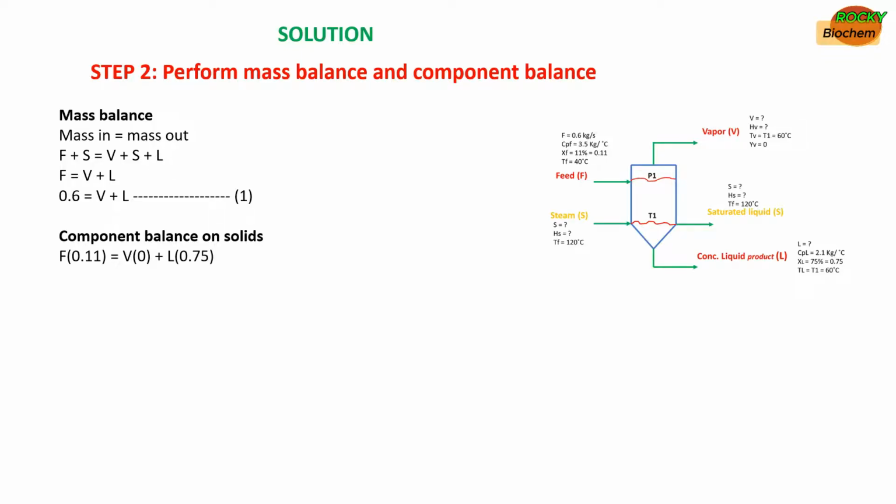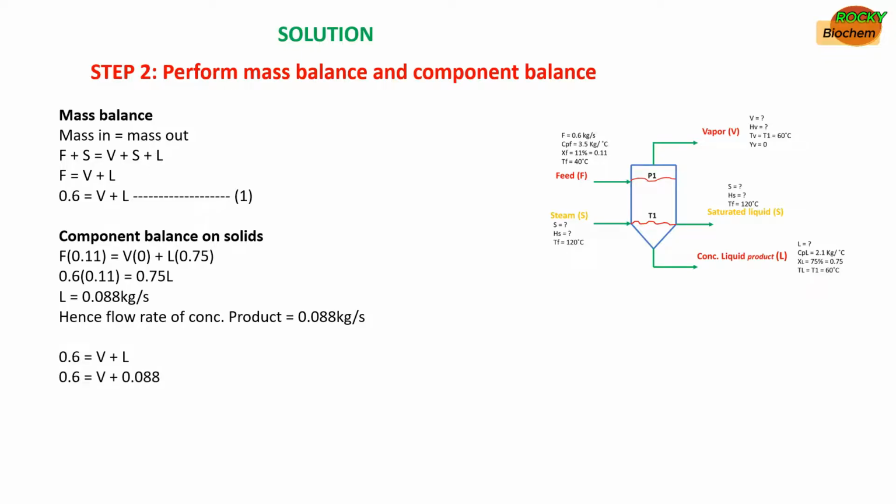So we will get F multiplying 0.11 to be equal to V multiplying 0, and I hope you agree with me why V is multiplying 0. This is because YV, that is the percentage of solids in the vapor that is exiting through the upper chamber, is always given to be 0. So V will multiply 0 plus L multiplying 0.75. When we perform this calculation, we're going to get L to be equal to 0.088 kilogram per second. Now we can confidently say that the flow rate of the concentrated liquid product is 0.088 kilogram per second.